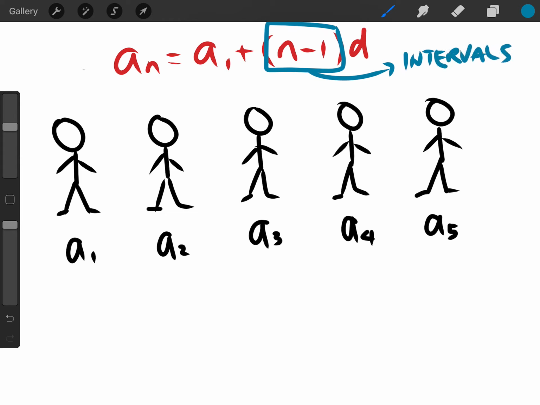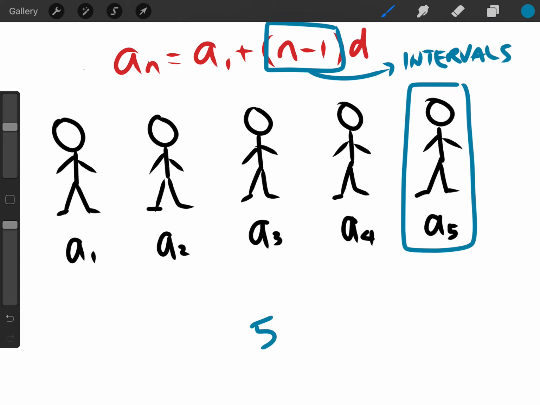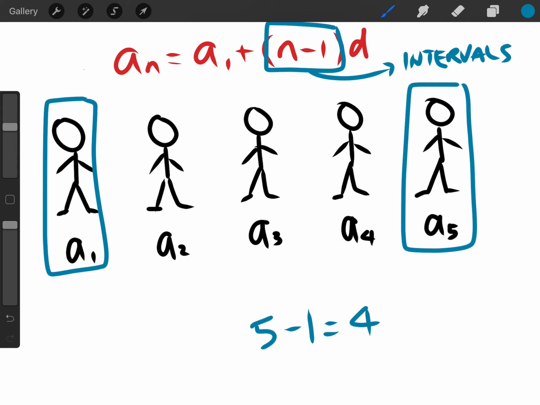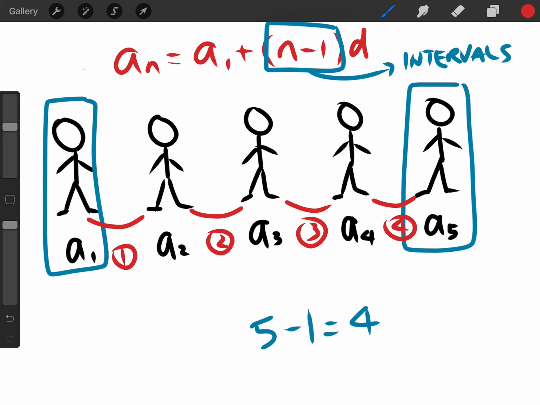The amount of intervals is, if you use the last person, which is 5, to subtract the first person, subtract 1, that's going to be 4. So you're going to have 1, 2, 3, 4 intervals. If there are 5 people standing equal distance from each other, there's going to be 4 equal spaces in between them. That's why we're using n minus 1 in this rule.